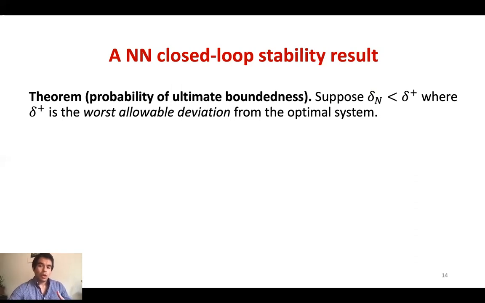And what we do with this is the following result. So let's suppose that our test maximum error is less than delta plus, where this delta plus is kind of like a worst allowable deviation from our optimal system. Specifically, what that means is any deviation from your optimal control worse than delta plus is going to make the thing unstable. And this delta plus is something you can actually compute ahead of time if you know things about Lipschitz constants and stuff like that.